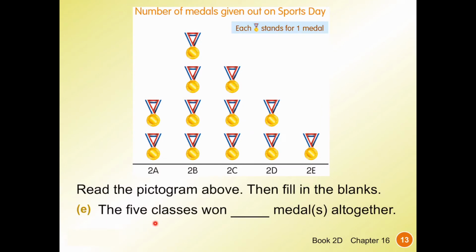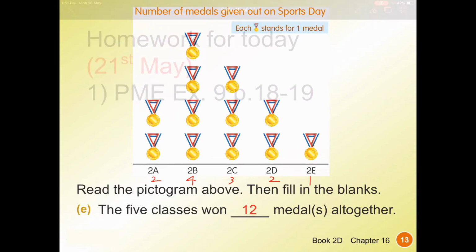Part E, the 5 classes won how many medals altogether? So we need to count the total number of pictures. For 2A we have 2, 2B we have 4, 2C we have 3, 2D we have 2, and 2E we have 1. So adding them all together, we have 12 medals.